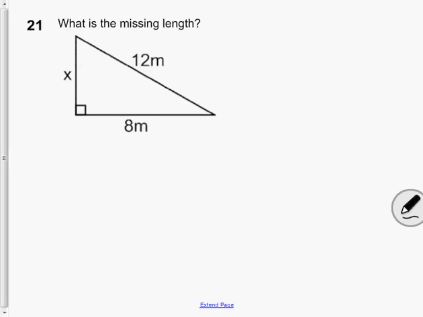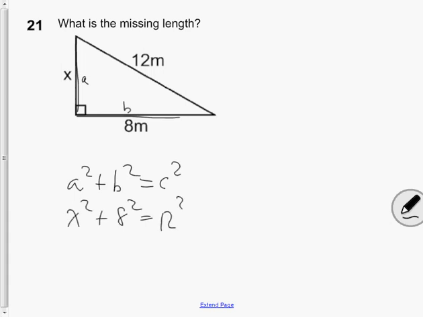Okay, question 21 is a simple Pythagorean theorem. So we can do it either with squares or the theorem itself. I'm going to write down the theorem. And remember, your legs are your two sides that make up the 90-degree angle. So I'm going to make this the x. I'm going to make this the 8. Doesn't matter which one you choose. But your hypotenuse is always the c.